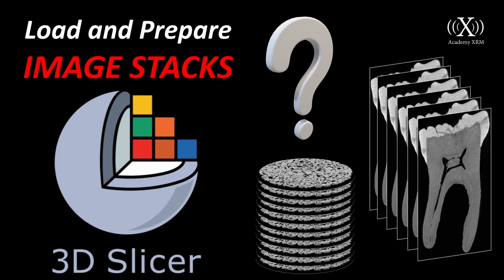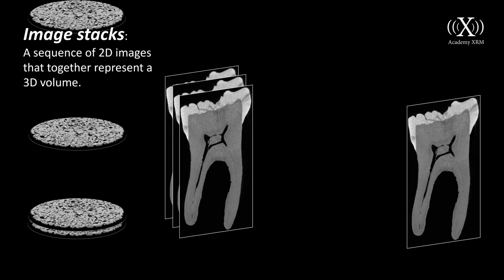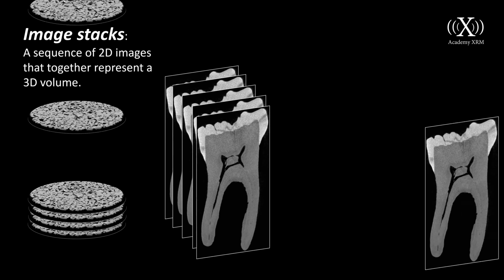When working with image stacks in 3D Slicer, there are a few important steps we need to take to make sure all of Slicer's tools and analysis features work correctly with the dataset. An image stack is simply a sequence of 2D images, such as TIFF, PNG, or JPEG files that together represent a 3D volume. You can think of it like slices of bread forming a loaf. Each image is one slice, and when they are stacked in the right order, they create a complete 3D dataset.